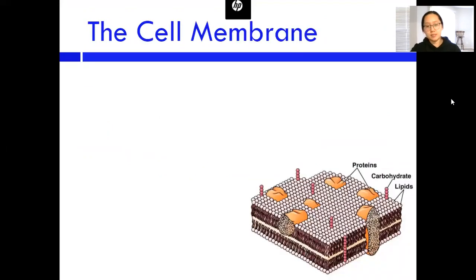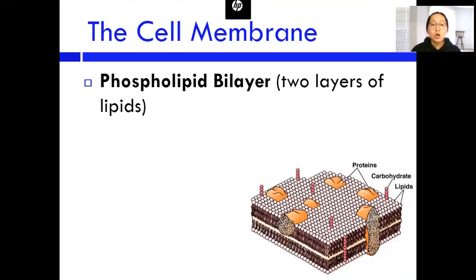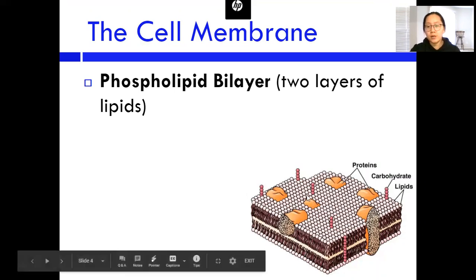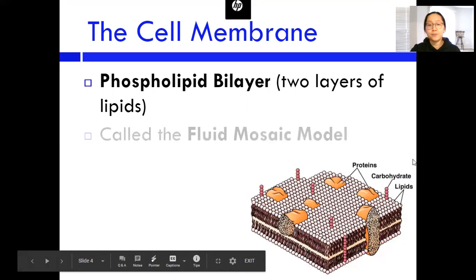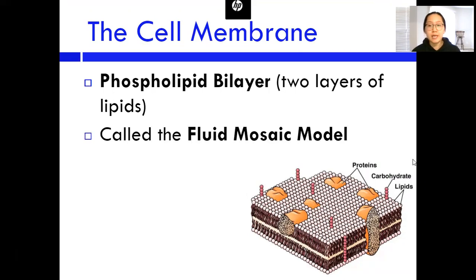So the cell membrane, this is a picture of it. It's called the phospholipid bilayer, which means there's two layers of lipids. Bi means two, bilayer, two layers. Phospholipid is the component of which there are two layers. And the cell membrane, as you can see right here, there's one layer across the top and then another sheet on the bottom. And if you notice, the circle and the wiggly tails are actually facing each other in this bilayer. It's called the fluid mosaic model because it's kind of basically like a liquid surface.